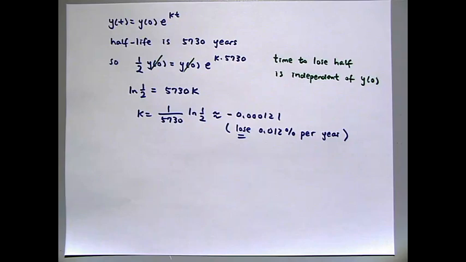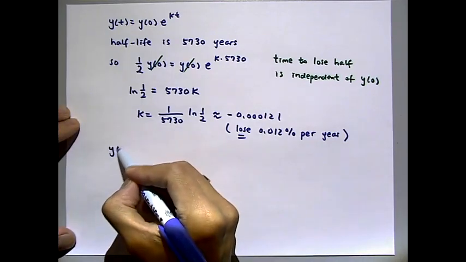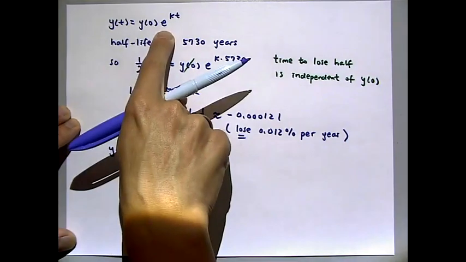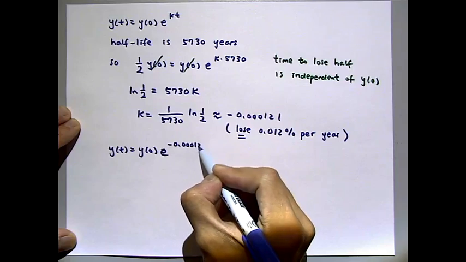And every radioactive isotope has a different half-life. Certain things have very short half-life. I think radium has a half-life that's like, I think 10 days or so. And this thing has a half-life that's 5730. Certain things have half-lives that are fractions of a second. They're very unstable stuff. Okay, so anyway, that's our k. So our y of t equation, of course, is y0 e to the negative 0.000121 t.